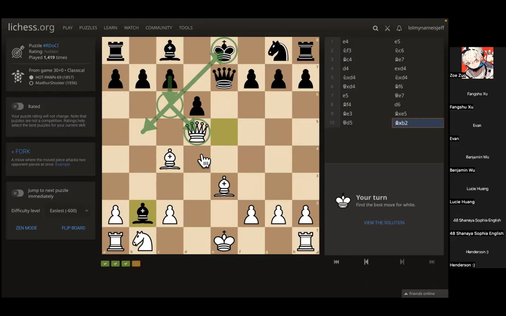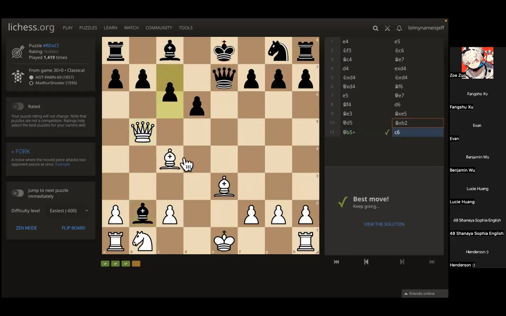Bishop to g5. Bishop g5, that move unfortunately was impossible because this bishop can actually move, because then the queen would end up taking the king. Queen to b5, yep, queen b5 is correct. So instead of bishop to b5, queen to b5 is the correct move.